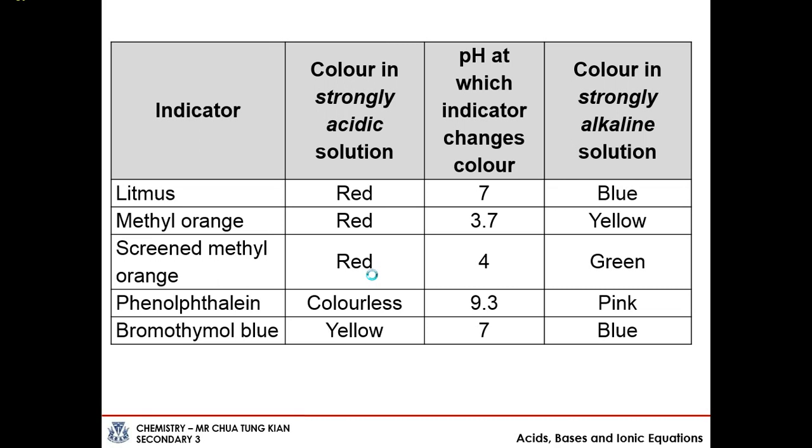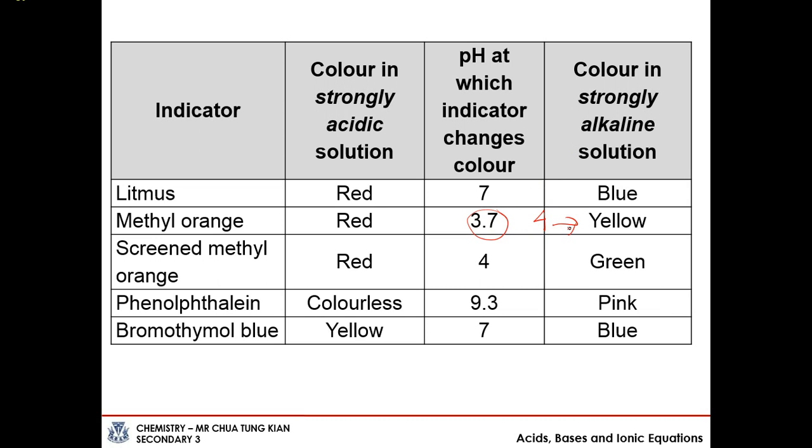So this is a table which shows the color changes of some of the indicators. Let's take a look at, say, methyl orange. In acids, it is red. In alkalis, it is yellow. But take note, the color changes only at 3.7. So if it changes yellow, it may not truly be an alkali. It could be pH 4, because at pH 4, it will be yellow already.